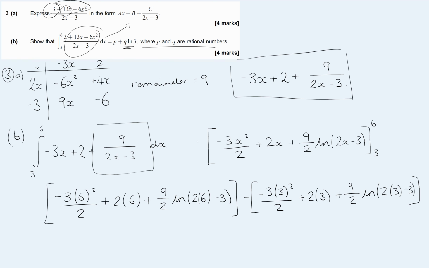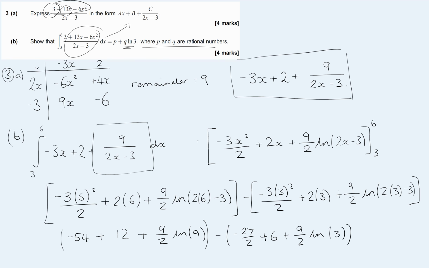So this first term, 6 squared is 36, times that by minus 3 and divide by 2, we get minus 54. Second term is 12, and I've got 9 over 2 ln of 2 times 6, which is 12, minus 3, so ln 9. So that's my first term, and I'm subtracting from that 3 squared, which is 9, times by 3 divided by 2, which doesn't simplify to anything nicer than 27 over 2, plus 6, plus 9 over 2 ln. Now I've got 2 times 3, which is 6, take away 3, which is 3.